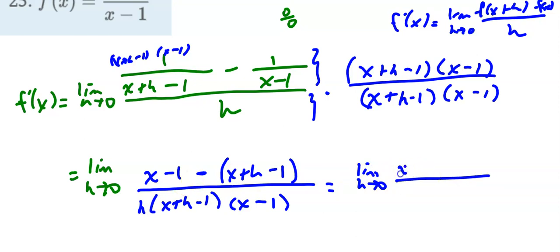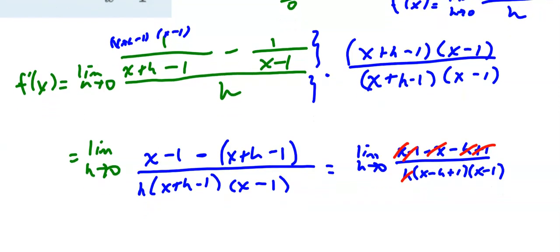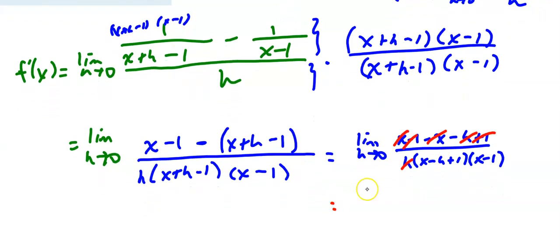I will simplify the numerator, though. x minus 1 minus x minus h plus 1, same denominator. It looks like we got things that will cancel, and we're just left with the negative h over h, but h over h is gone too, so that's out of there with one negative. So not final answer, it is negative 1 over x plus h minus 1, x minus 1 here.